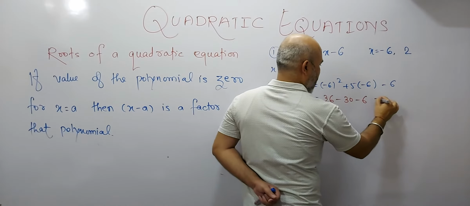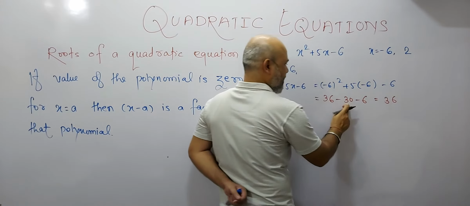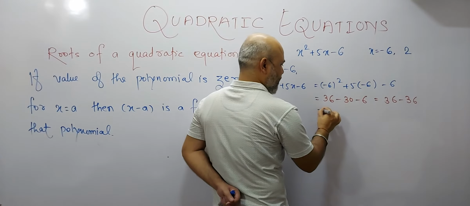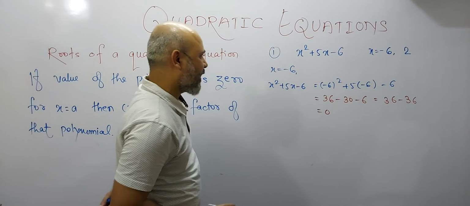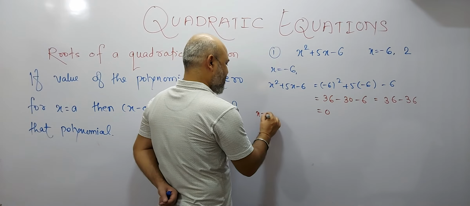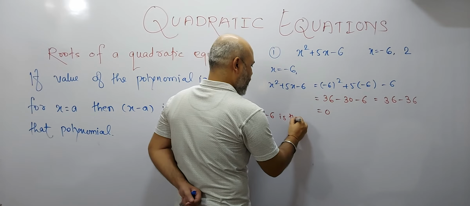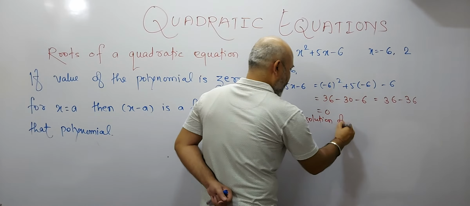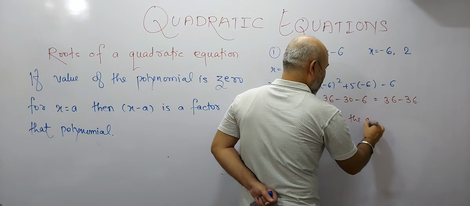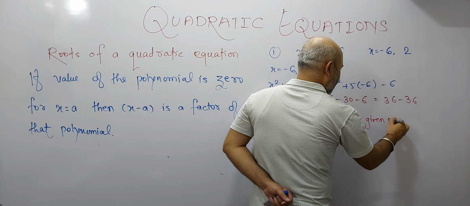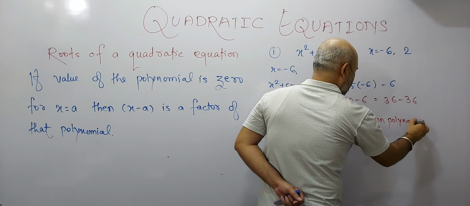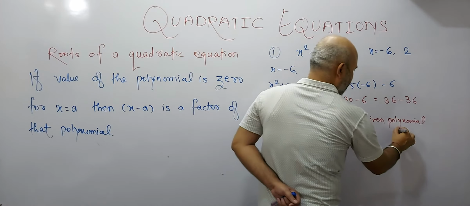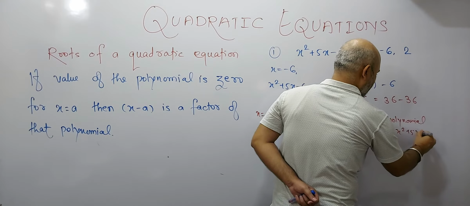So this is equal to what? 36 minus 30 minus 6 minus 36, and 36 minus 36 is equal to 0. It means that x is equal to minus 6 is the solution of the given polynomial, that is x square plus 5x minus 6.